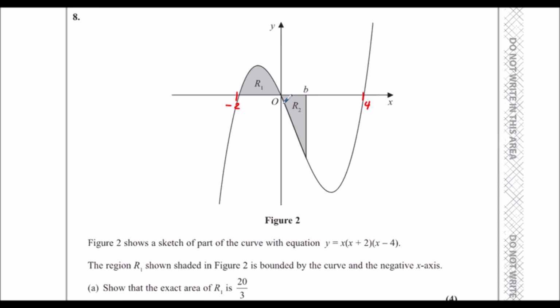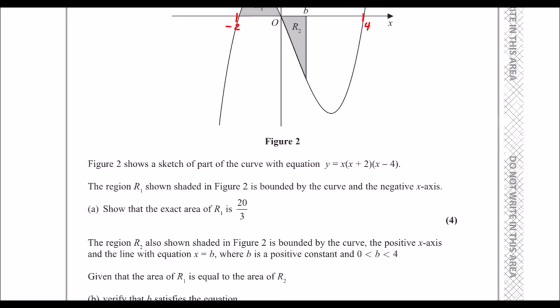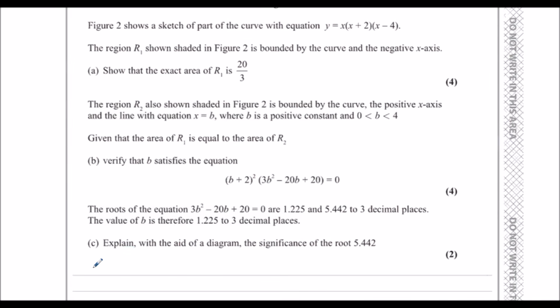We've got the region R1, so we know that's between 0 and negative 2, bounded by the curve and the negative x-axis. Show that the exact area of R1 is 20 over 3. To find the area under a curve, we use integration. So we're going to be integrating between 0 and negative 2, so we've got the integral between 0 and negative 2 of our function x times x plus 2 times x minus 4 with respect to x.